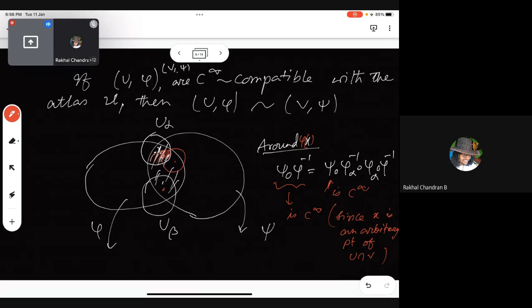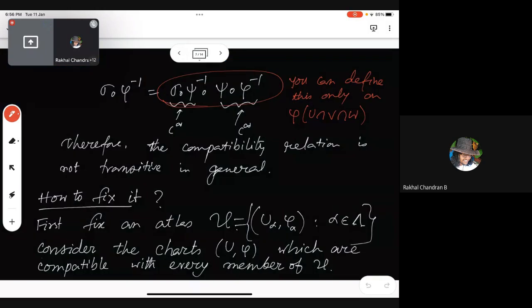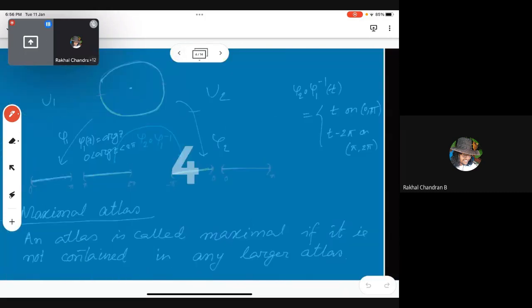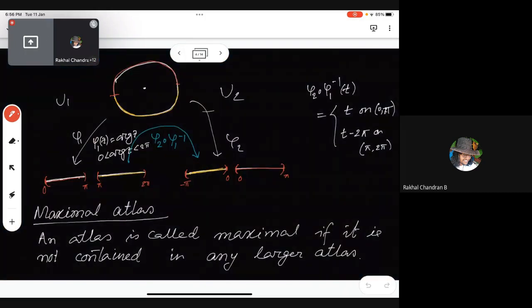I should have put the definition later on, but I have put it earlier. So here, maximal atlas. An atlas is called maximal if it is not contained in any larger atlas. So you have taken an atlas in the basket. You cannot put any more charts in. If you could put in any more charts which are different from whatever is in the basket, it would be a bigger atlas. So that atlas in the basket will be called maximal.